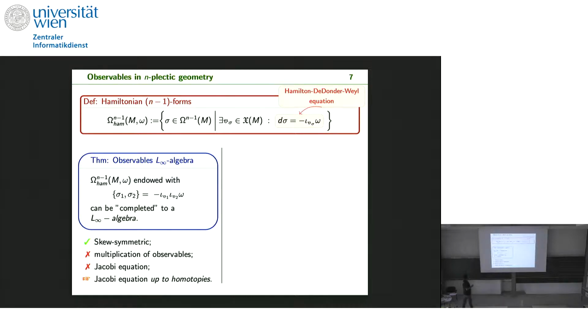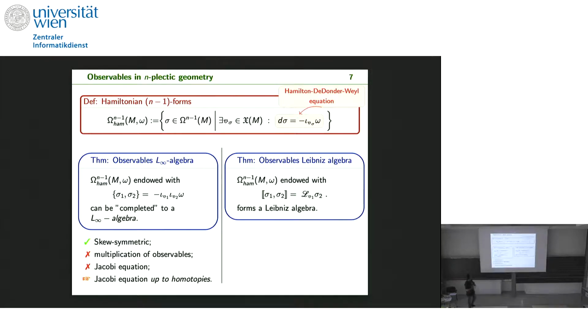So what's happening here is that we still have a skew-symmetric bracket. Actually, we have many skew-symmetric brackets, but here we are losing the possibility to multiply observables anymore, because while C infinity of M is a natural algebra by the pointwise product, we are missing this structure here. And as I already said, Jacobi is not valid anymore, but is valid up to exact terms, so up to homotopies.